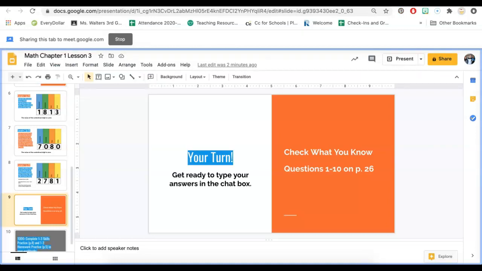And then, ooh, this one's going to be tricky. Let's look at number 6. The number is 375, and I would like for you to write each number in expanded form and word form. So take a moment to type that into the chat box right now. So that's number 6. The number is 375, and I want you to write it in expanded form and word form.